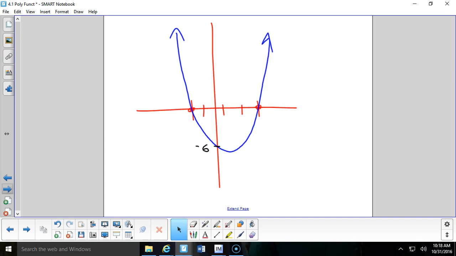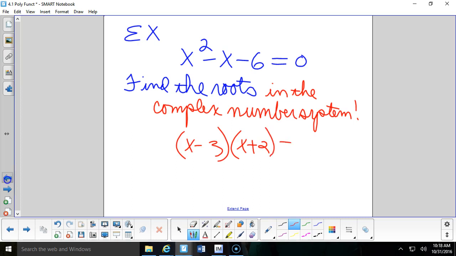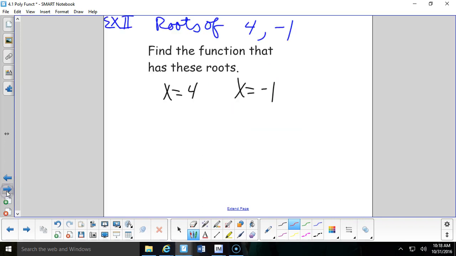So, if I were finding this in the complex number system, well, it's just 2 and 3. Right? If you find these factors, this would be x minus 3 and x plus 2. Set them equal to 0. You get 3 and negative 2. And sure enough, when you graph it, that's where it crosses the x-axis. But where it gets more interesting is taking this idea and kind of turning it around.